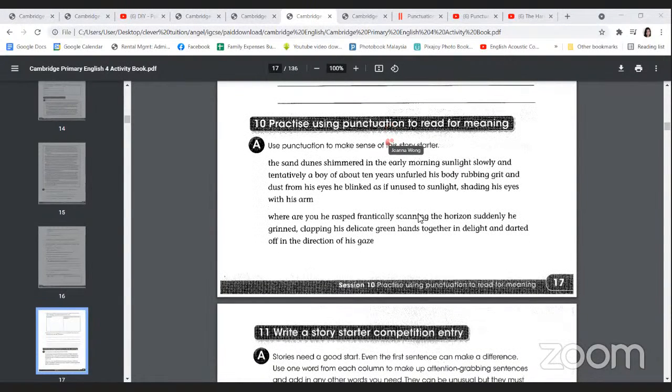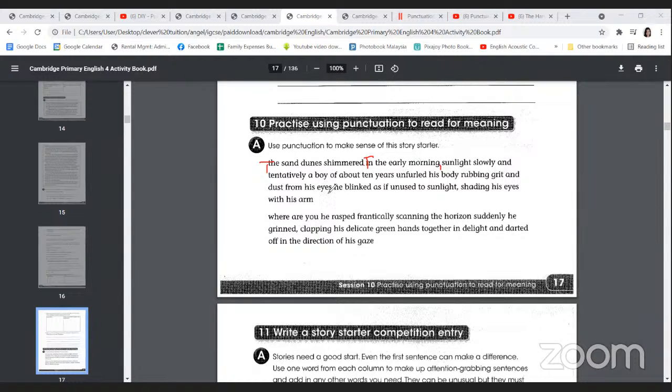So what you need to do is over here. This small little passage, you need to rewrite it with the correct punctuation. For example, big T, the sun shimmered in the early morning. Sunlight slowly and tentatively, and so on and so forth.